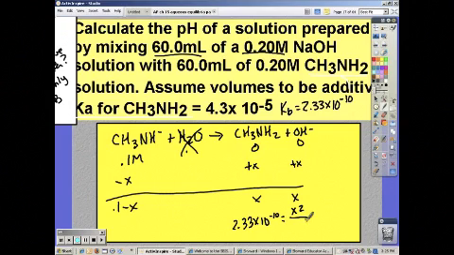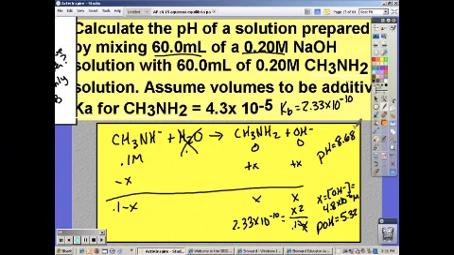We have our Kb, and now we plug it into our Kb expression, solving for X, which is our OH concentration. You get 4.8 times 10 to the negative 6. So pOH is 5.32. pH is 8.68.